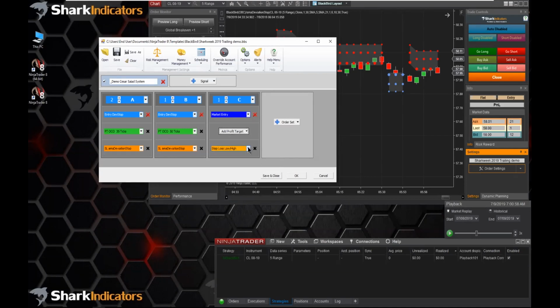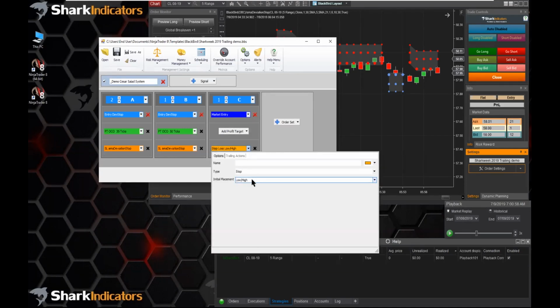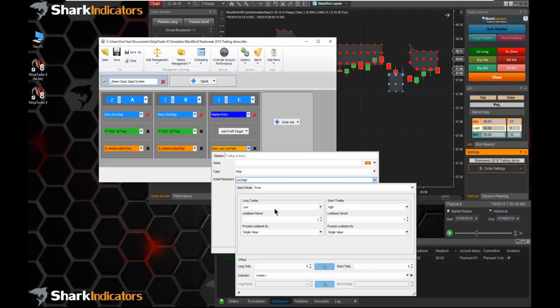You can maybe show some of the flexibility of where you can put the initial placement. This is a really cool feature. You can base it on price. If you look at the very top, it says select mode. Right now he's got it on price, but after you drop down, you can select indicators, swing points. The linear regression channel is a bit of a special case. And then you can apply offsets to it as well.